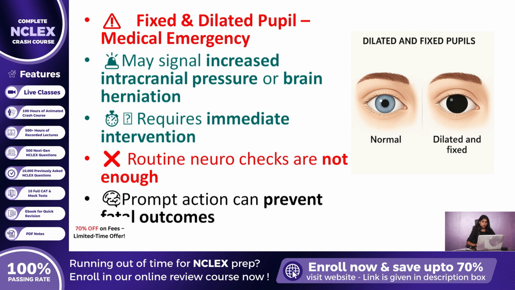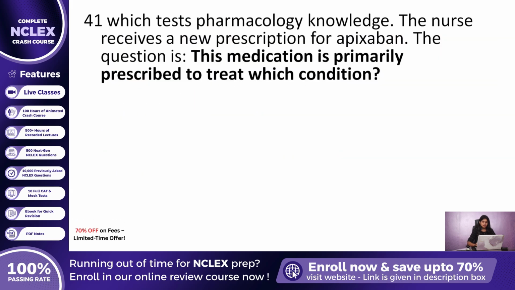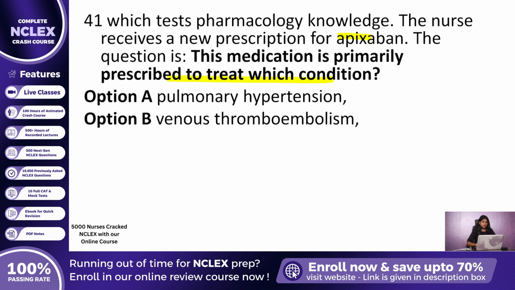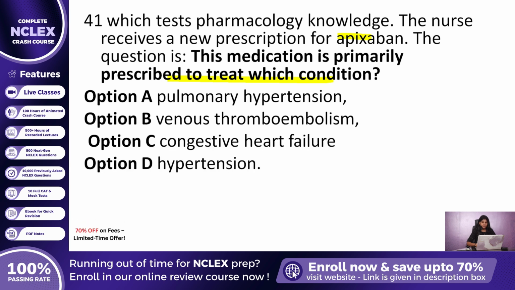Let us now examine question 41, which tests pharmacology knowledge. The nurse receives a new prescription for apixaban. The question is, this medication is primarily prescribed to treat which condition? The options are option A, pulmonary hypertension, option B, venous thromboembolism, option C, congestive heart failure, and option D, hypertension. The correct answer is option B, venous thromboembolism.